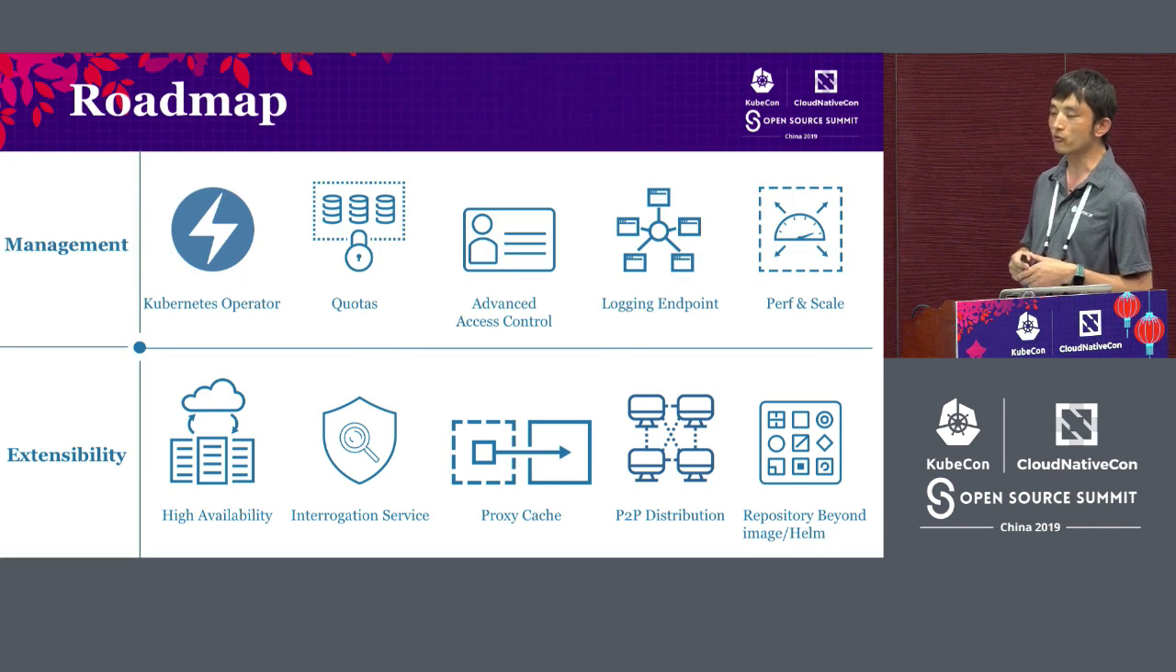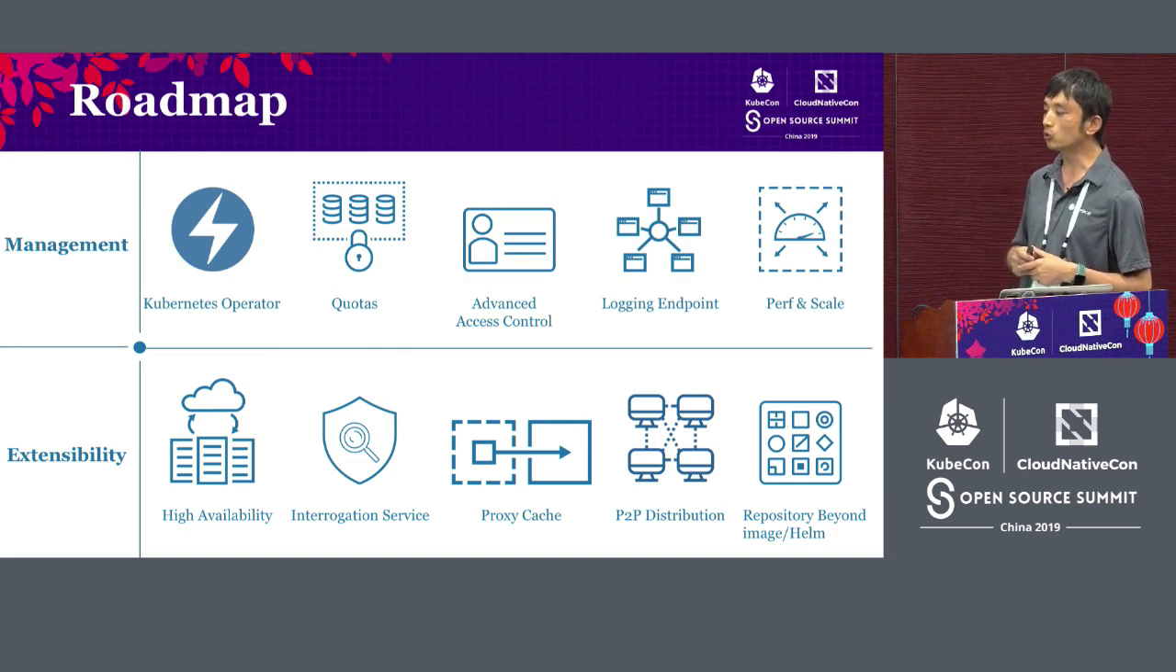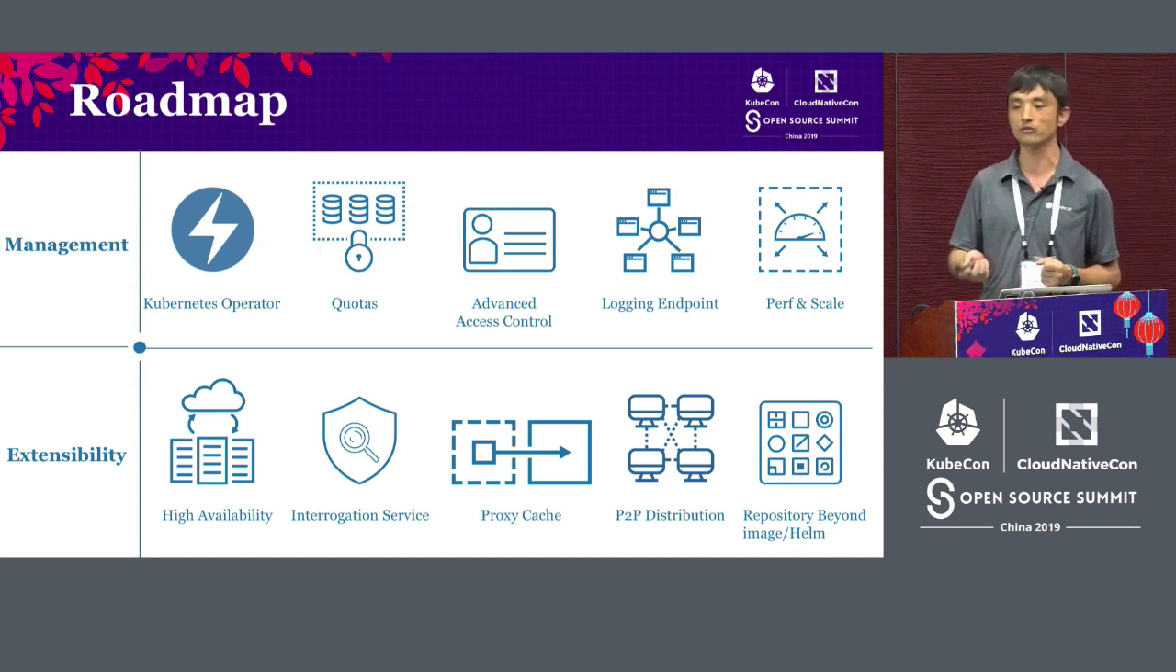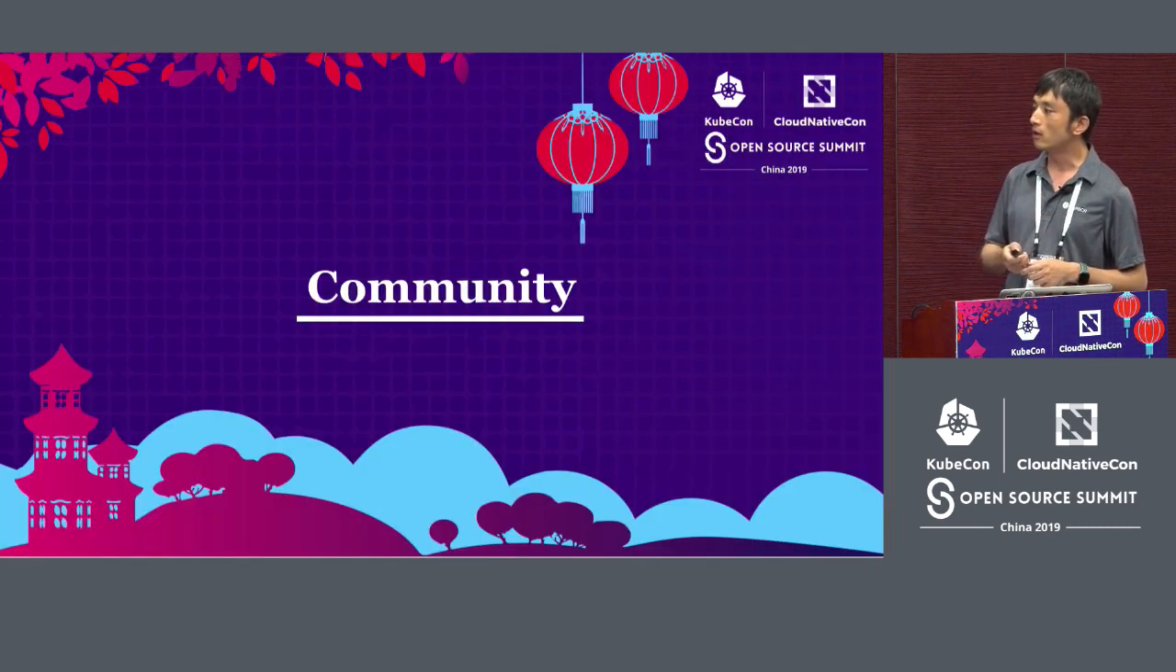And then repository beyond image and Helm. Currently, we support image repository and chart repository. In the future, we're going to provide a more cloud-native uniform mechanism. Under the same user experience, you can manage different cloud-native contents. In the future, we're going to have a cloud-native artifact registry. So this is our roadmap.